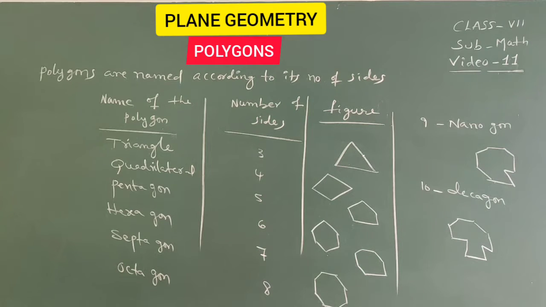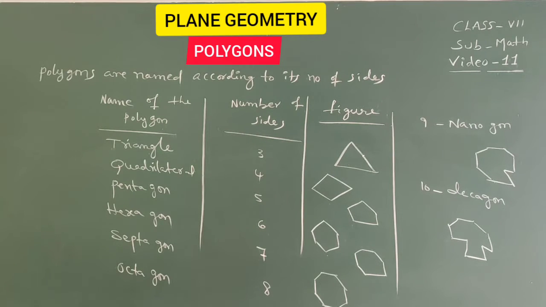6-sided polygon, hexagon; 7-sided polygon, septagon or heptagon; 8-sided polygon, octagon; 9-sided polygon, nanogon or nonagon, you can read it either way; 10-sided polygon, decagon.